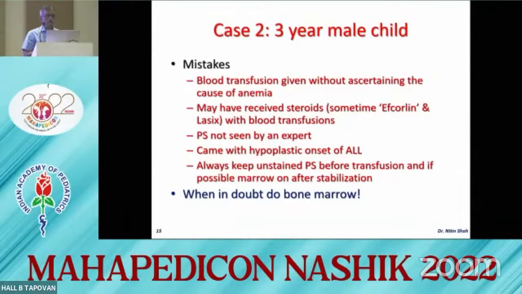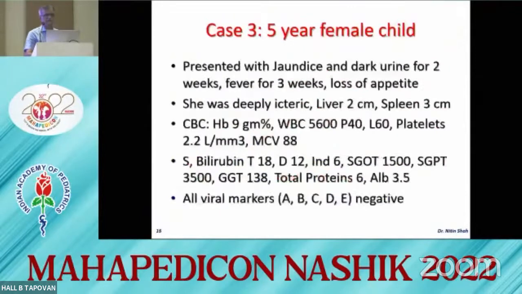Always keep unstained smear. Suppose you have a child like this in your peripheral hospital. You want to transfuse. Okay, make peripheral smears. If you can't do bone marrow, send those unstained smears along with the patient to some expert to say whether they can see blasts, etc. And again, when in doubt, do the bone marrow so that you don't miss such cases.